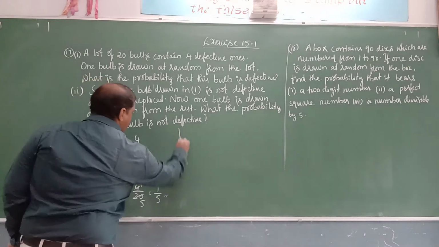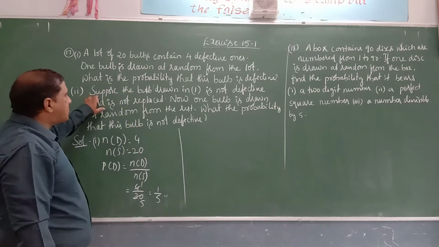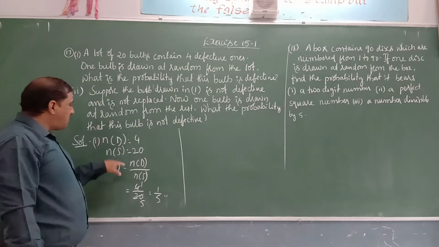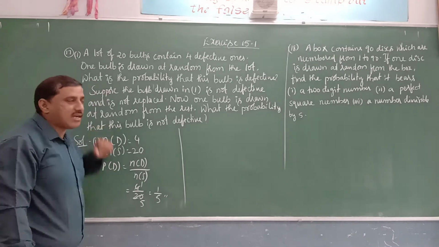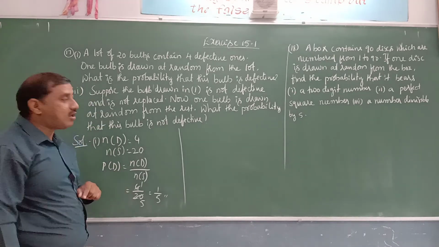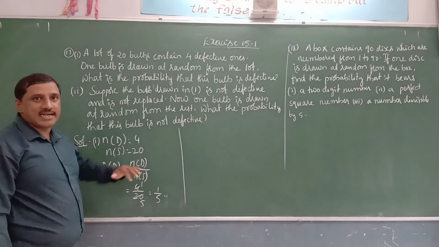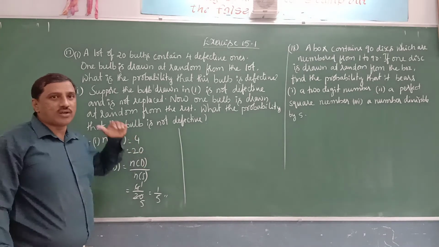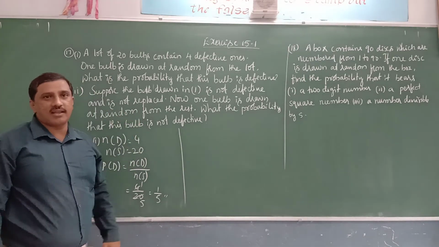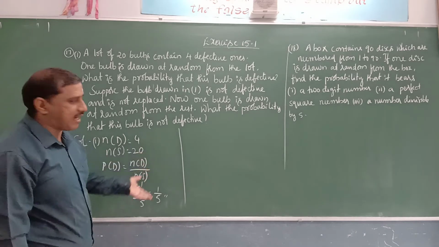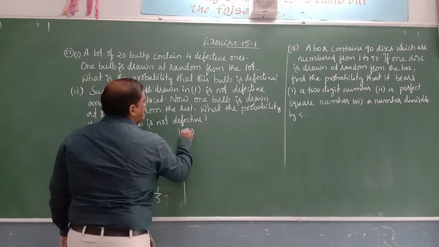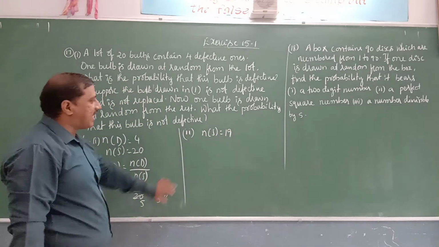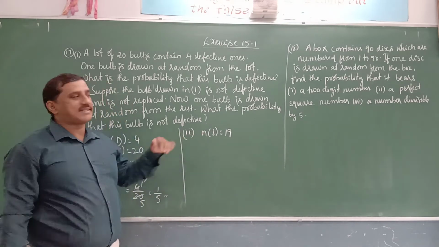Now, the second part. Suppose the bulb drawn in question 1 is not defective. So one bulb is drawn in this part. If that bulb is not a defective bulb, it means it is a good bulb, and it is not replaced. Then it is not added back to that group of bulbs. So when it is not added back to the group, how many bulbs will be there? Here, one bulb is removed and it is not replaced. Therefore, the number of bulbs left over, n of S, is equal to 19. Why is it 19? Because one bulb is removed and kept aside.